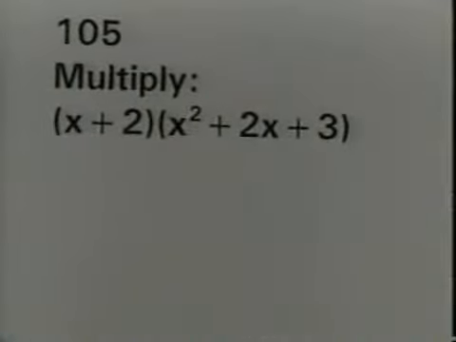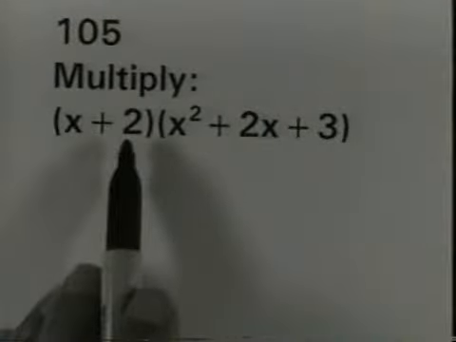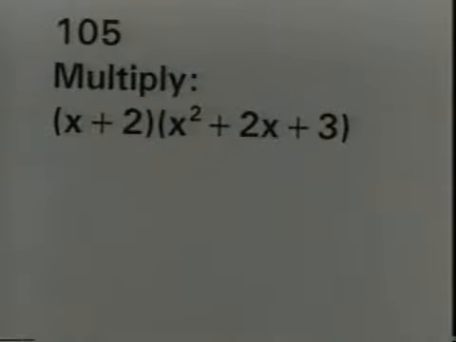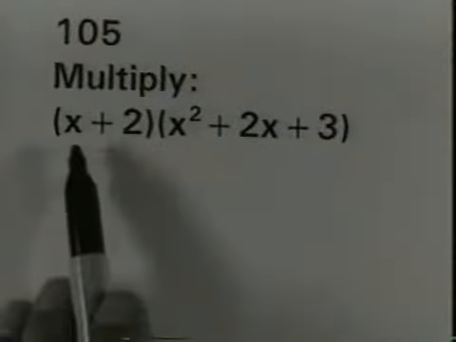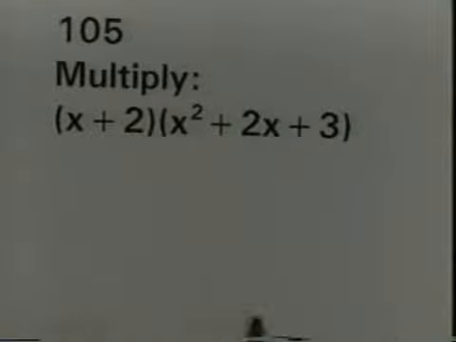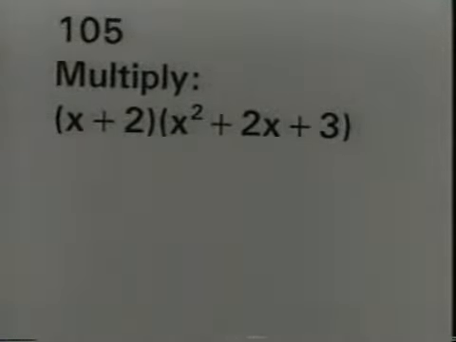Now let's look at the general case. Let's multiply x plus 2 by x squared plus 2x plus 3. Now by applying the distributive property twice, I can go through and multiply x by all three terms. Then I can multiply 2 by all three terms.